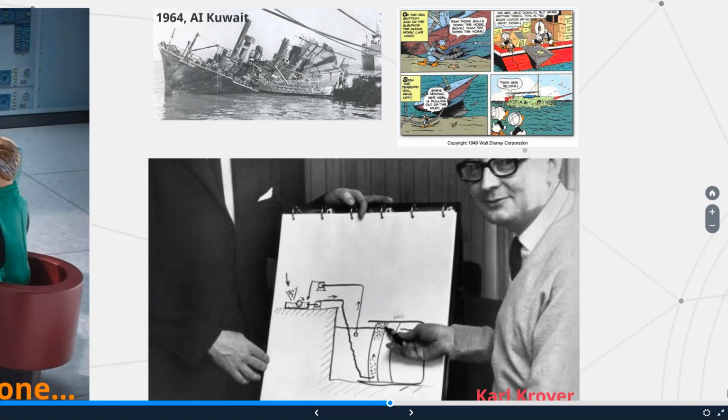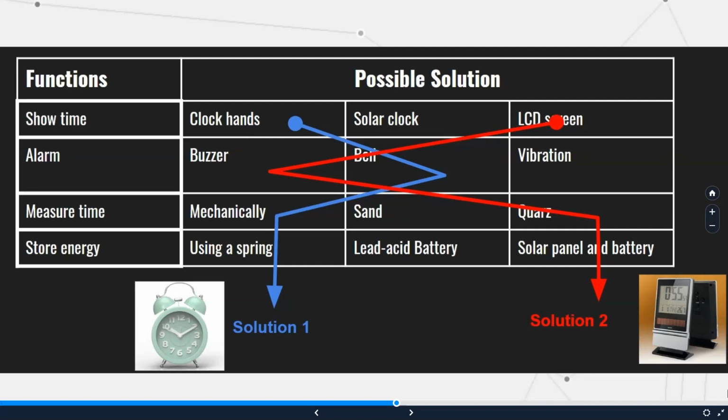So in the brainstorming phase, it's not about good or bad ideas. It's about as many ideas as possible. And then, as soon as we have 3 or 4 possible solutions for our product, we're gonna decide. So, for example, solution one could be a clock with clock hands using a bell to wake me up, measuring the time with a spring. Or solution two could be a clock that has an LCD screen, a buzzer, and measures time electronically using a quartz, a solar panel, and a battery.